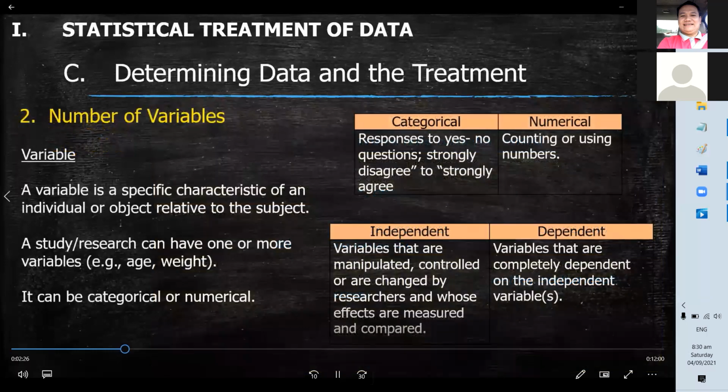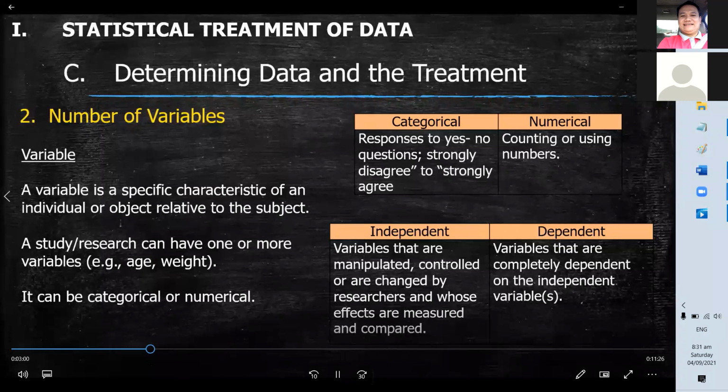The number of variables. A variable is a specific characteristic of an individual or object relative to the subject. A study or research can have one or more variables. It can be categorical or numerical. A categorical variable gives us responses to yes or no questions, or strongly agree to strongly disagree, while numerical is of course counting or using numbers.